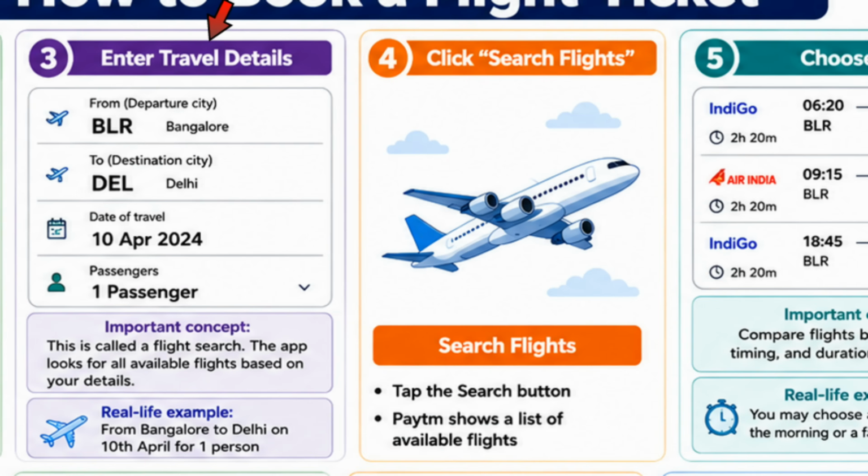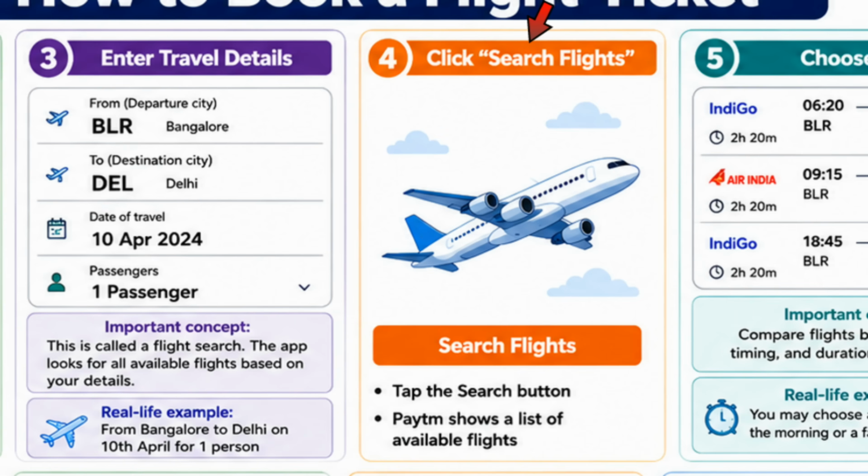Step 3. Enter travel details. Now you must fill some basic travel information. You need to enter from city, your departure city, to city, your destination city, travel date, when you want to fly, number of passengers. This process is called flight search. The app searches for available flights based on your details. Real life example. Suppose you want Bangalore to Delhi on 10th April for one passenger. You enter those details in the search form.